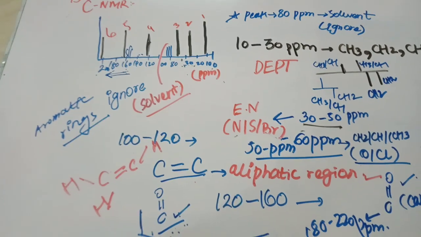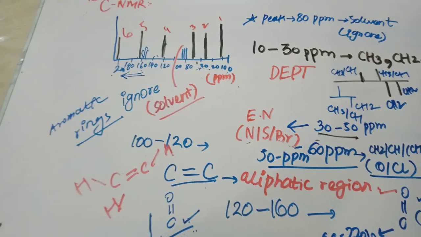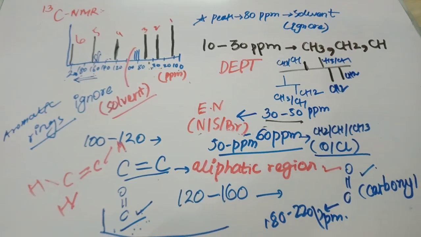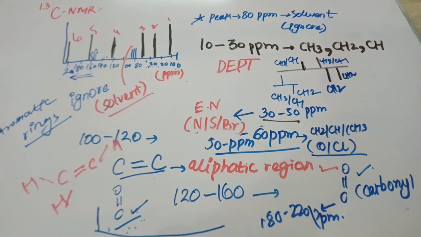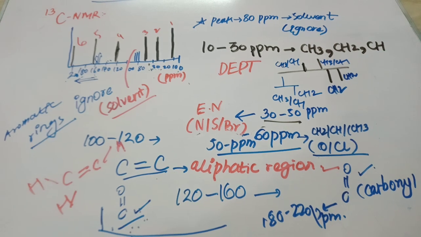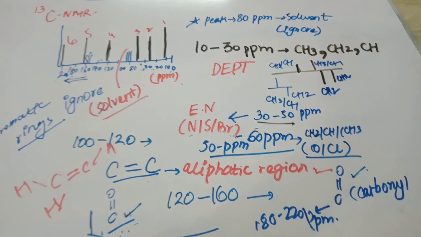So in the next videos, inshallah, we'll see how to predict which compound is the solution of the graph, and which will be the product or the compound of the following NMR graph. So this was all about today's video. Let us see in the next videos how we will be able to predict the compound using carbon 13 and hydrogen 1 NMR.